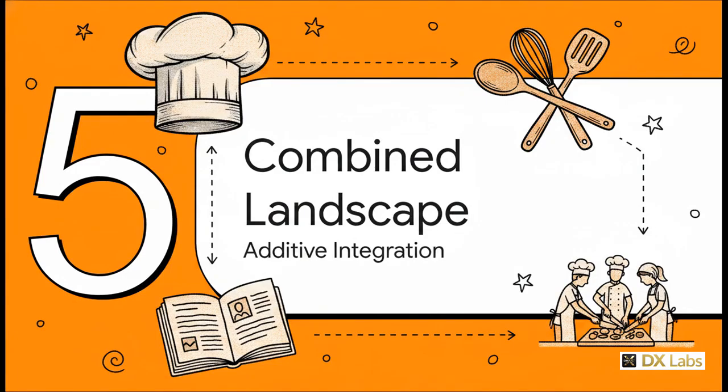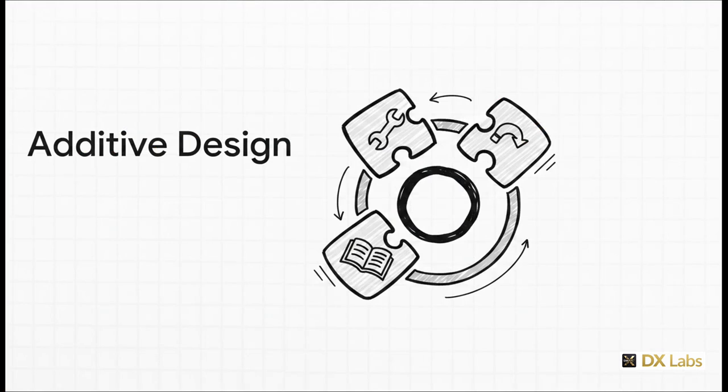Section 5. Combining the integration landscape. Let's bring all these separate pieces together into one cohesive strategy. Think of a master chef who simultaneously uses cooking utensils, follows a complex recipe book, and delegates specific prep work to a team of sous chefs all at once. This brings us to the concept of additive design. On the AB 620 exam, remember that these categories are additive, not exclusive. A single agent will often combine action tools, knowledge sources, and agent delegation in the exact same configuration simultaneously. They work together as a unified system.